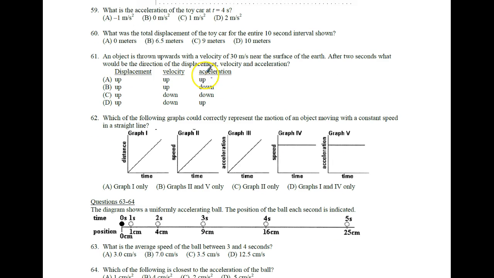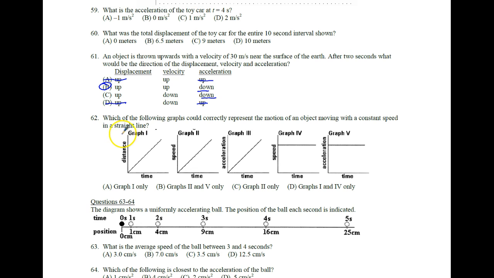An object is thrown upwards. After 2 seconds, what is the direction of displacement, velocity, and acceleration? The acceleration has to be down. So those two answers are good. These two answers, we can't have at all. And in order to choose for number 61, it is B, because your displacement is up and your velocity is still up there.